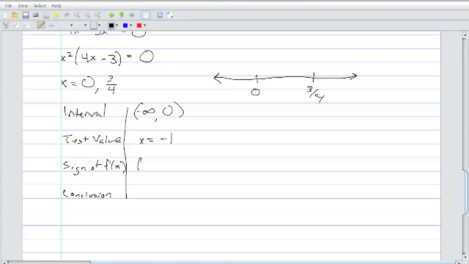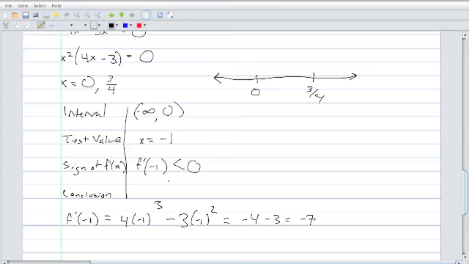So now we need to find the sign of f prime of -1. So let's see, f prime of -1 is going to be 4 times the -1 cubed minus 3 times the -1 squared. That's going to be a -4 minus 3, which is -7. So we have f prime of -1 is negative. So that tells us that our original function is decreasing.